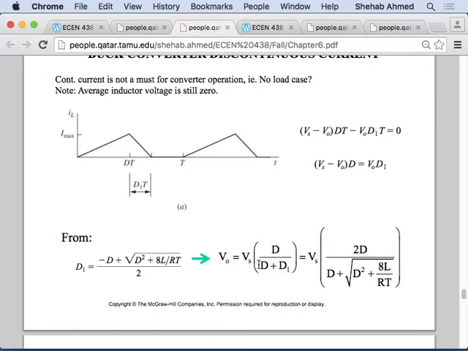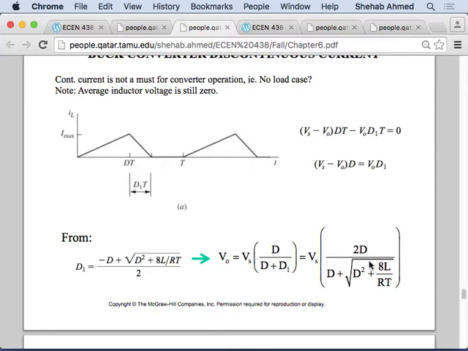The textbook has a derivation that shows D1, for the current to fall down to 0, is going to depend on what? It's going to depend on your load, your switching frequency, and inductance as well. So in the textbook they derived an equation for D1 that depends on your load, your switching frequency, the value of inductance you have in the circuit, etc. They substitute for D1 here, and this is the voltage transfer equation for the buck converter in discontinuous mode.